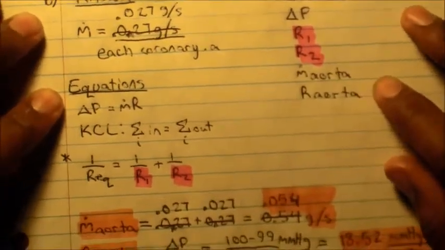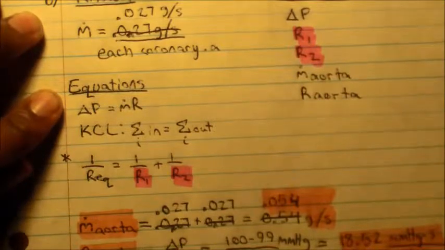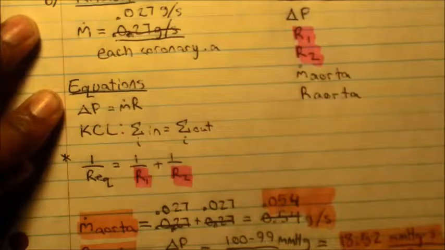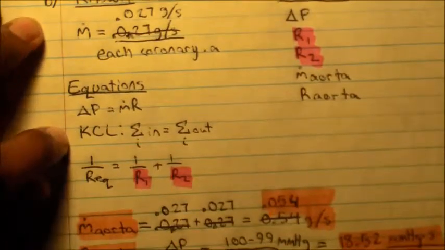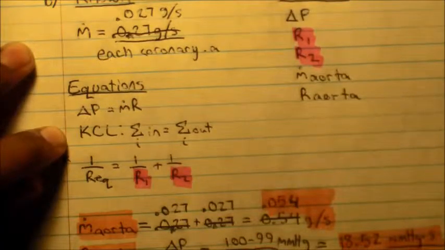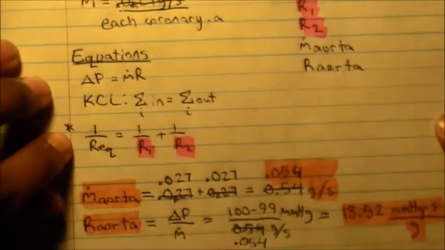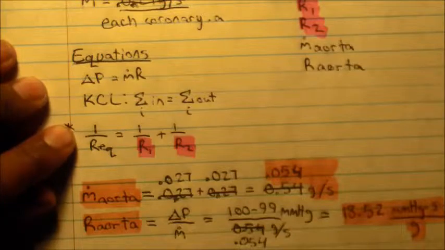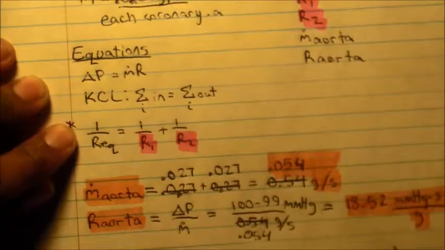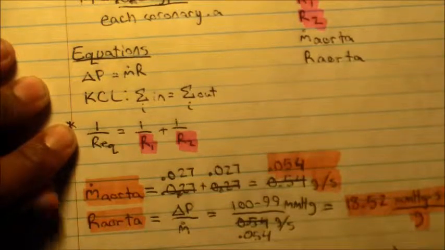Just like in the first part of the problem, the same relevant equations apply. The change in pressure equals the mass flow rate times resistance. Kirchhoff's current law, which is the current coming in has to equal the current coming out. And also the equivalent resistance rule for a parallel circuit says 1 over the equivalent resistance equals 1 over the resistance through pathway 1 plus 1 over the resistance through pathway 2.